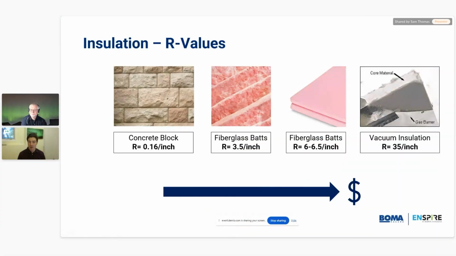The R value, the insulated value, thermal resistance, R is for resistance, will vary depending on the type of envelope component that we have. That said, and you see at the bottom of the slide here, as things move progressively further to the right, things tend to get a bit more expensive as well.